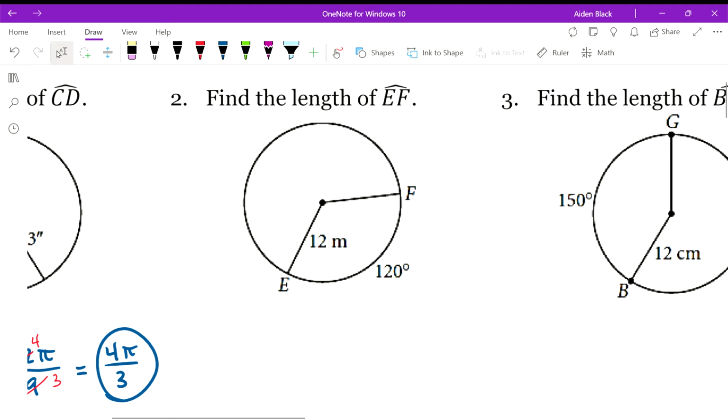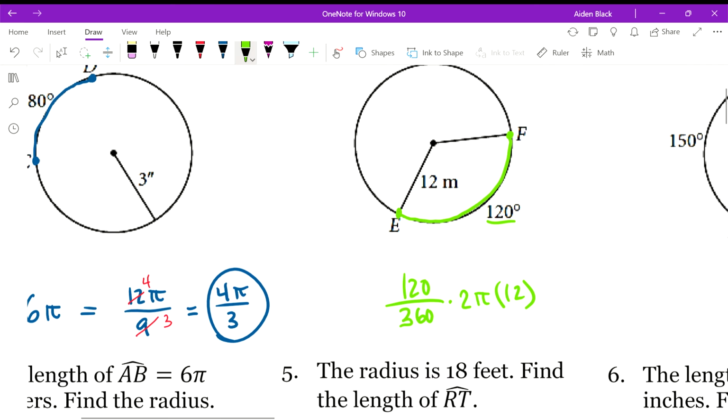For question number 2, we need to find the length of EF. So here's that arc, EF, and the arc measure is 120. So 120 divided by 360 times the circumference, which is 2 pi times the radius. In this case, it's 12 meters. This just reminded me, we need to make sure we mention that the previous answer is in inches. I'll just write inches.